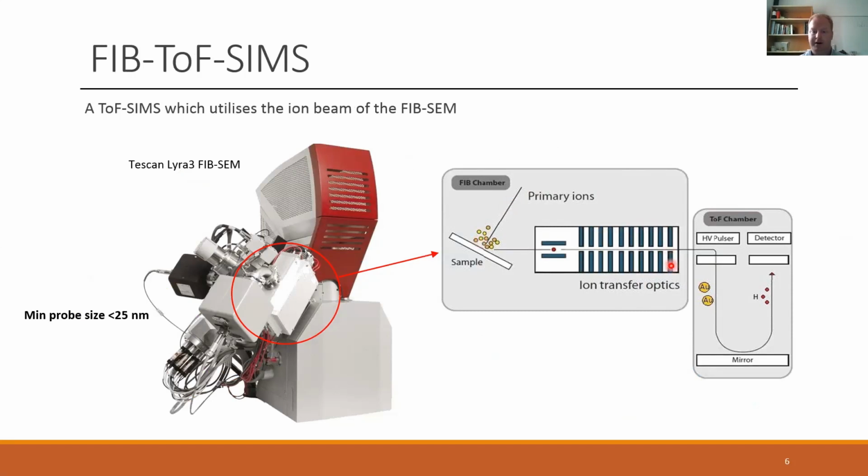There's ion transfer optics to extract those ions, and then it's pulsed through a time of flight reflectron, and then the ions hit the detector relative to their mass to charge. And one of the real advantages of having that on a FIB-SEM is because of the probe size. So the FIB-SEMs operate with a liquid metal ion source, particularly gallium FIB-SEMs. There are plasma FIB-SEMs which use a different source, but the liquid metal ion source is able to achieve very, very small probe size, which has a number of advantages for ToF-SIMS.